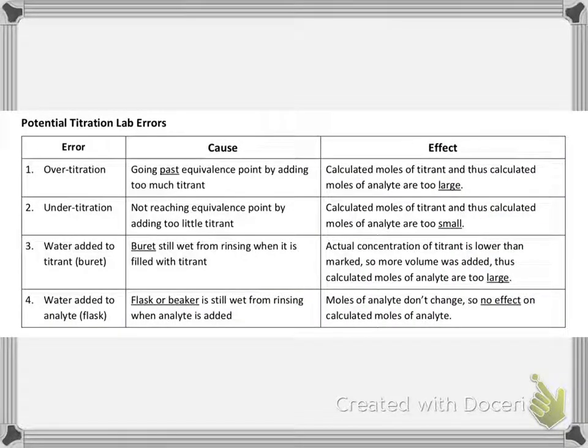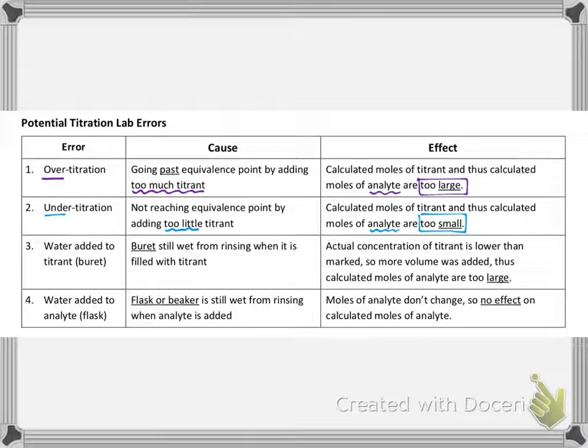There are some common lab errors that occur in titration. The most common being, of course, over-titrating and under-titrating. You added too much titrant or you added too little titrant. The thing to remember is that mathematically, you're going to use how much titrant you added to calculate how much of your analyte you have. So if you add too much titrant, it makes you look like you have too much analyte. If you have too little titrant, it makes it look like you have too little analyte.